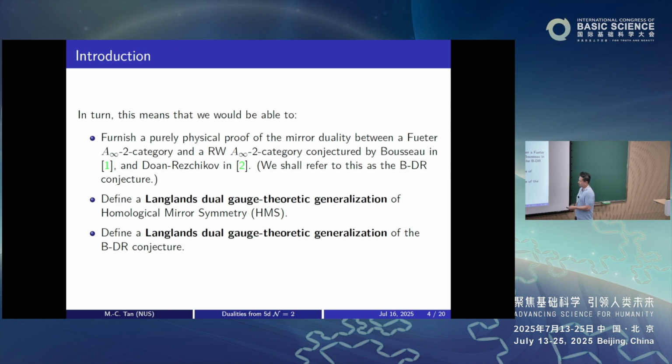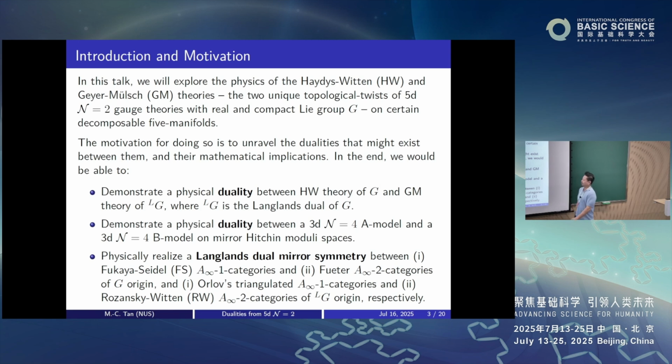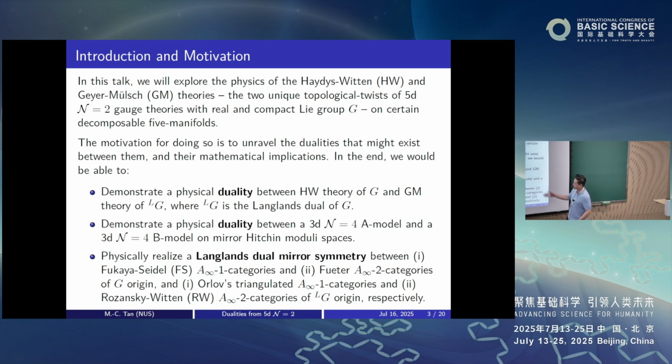And then if you look at point 1, where we have a duality between Fukaya-Seidel A infinity 1 category and Orlov's triangulated A infinity 1 category, and then between G and LG, this is actually a Langlands dual gauge theoretic generalization of homological mirror symmetry. Okay, let me explain what I mean by this. So where's the Langlands dual part? The Langlands dual part is that one is of G origin, one is of LG origin. Okay, so it's a Langlands duality.